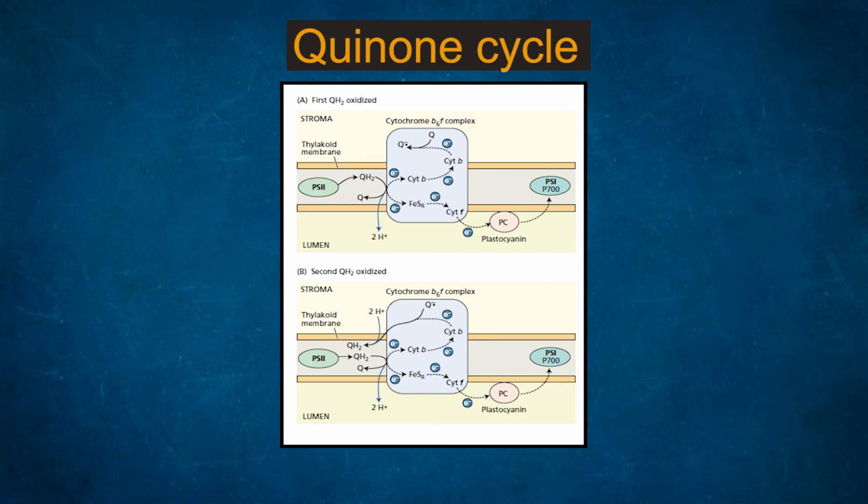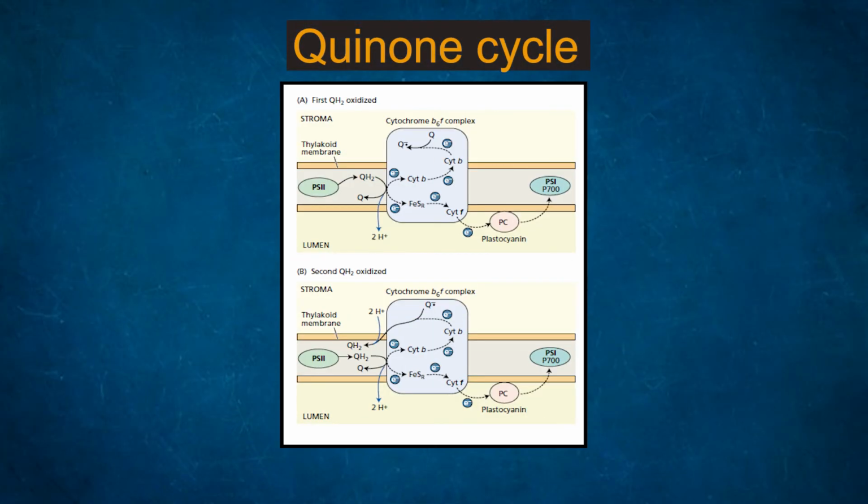So, the plastoquinone molecule accepts this electron and it produces the semiquinone. During the first turnover of the quinone cycle, one molecule of PQH2 becomes oxidized, producing PQ. Another molecule of PQ becomes reduced to produce semiquinone. There are two electron transfers, one moving towards the plastocyanin and another moving towards the oxidized plastoquinone.